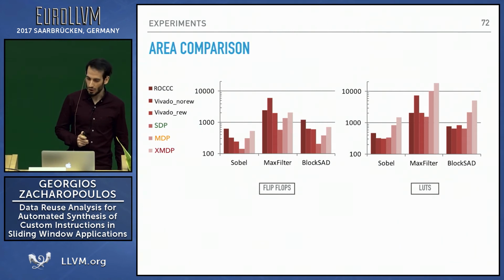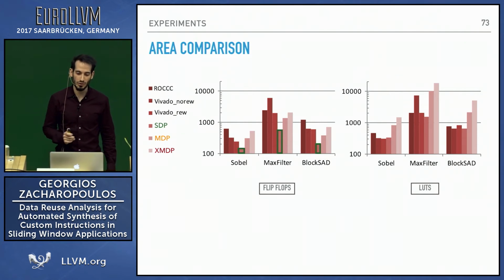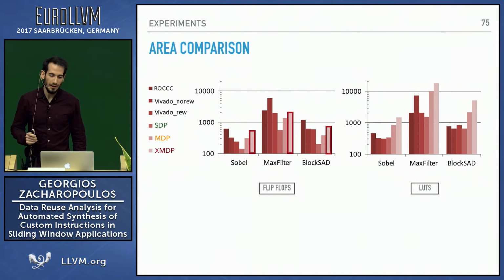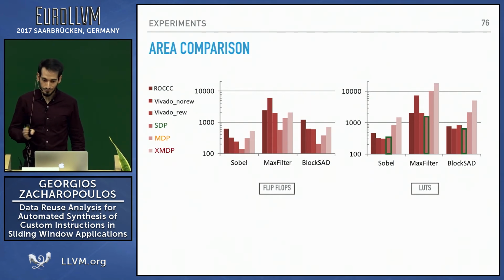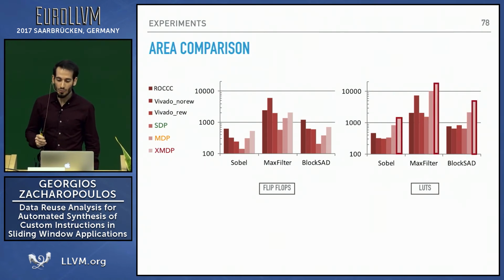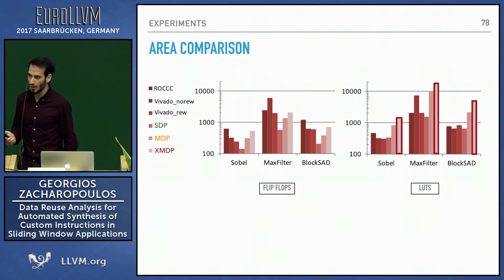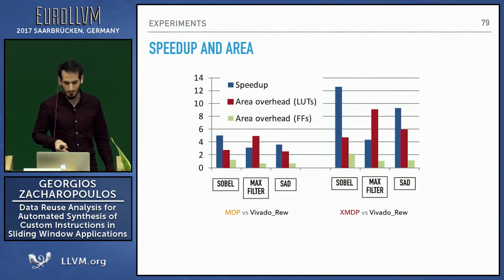Regarding flip-flops, we can see that for the single data path approach, we're using a lot less than our competitors. For MDP and XMDP approaches, we're using in most cases the same or slightly more. For lookup tables, for the SDP approach, we use again more or less the same compared to the best approach, but for MDP and XMDP approaches, we use quite more, and this is expected since now we have more data paths, more logic required, more lookup tables required. So this is the overhead we had to pay.